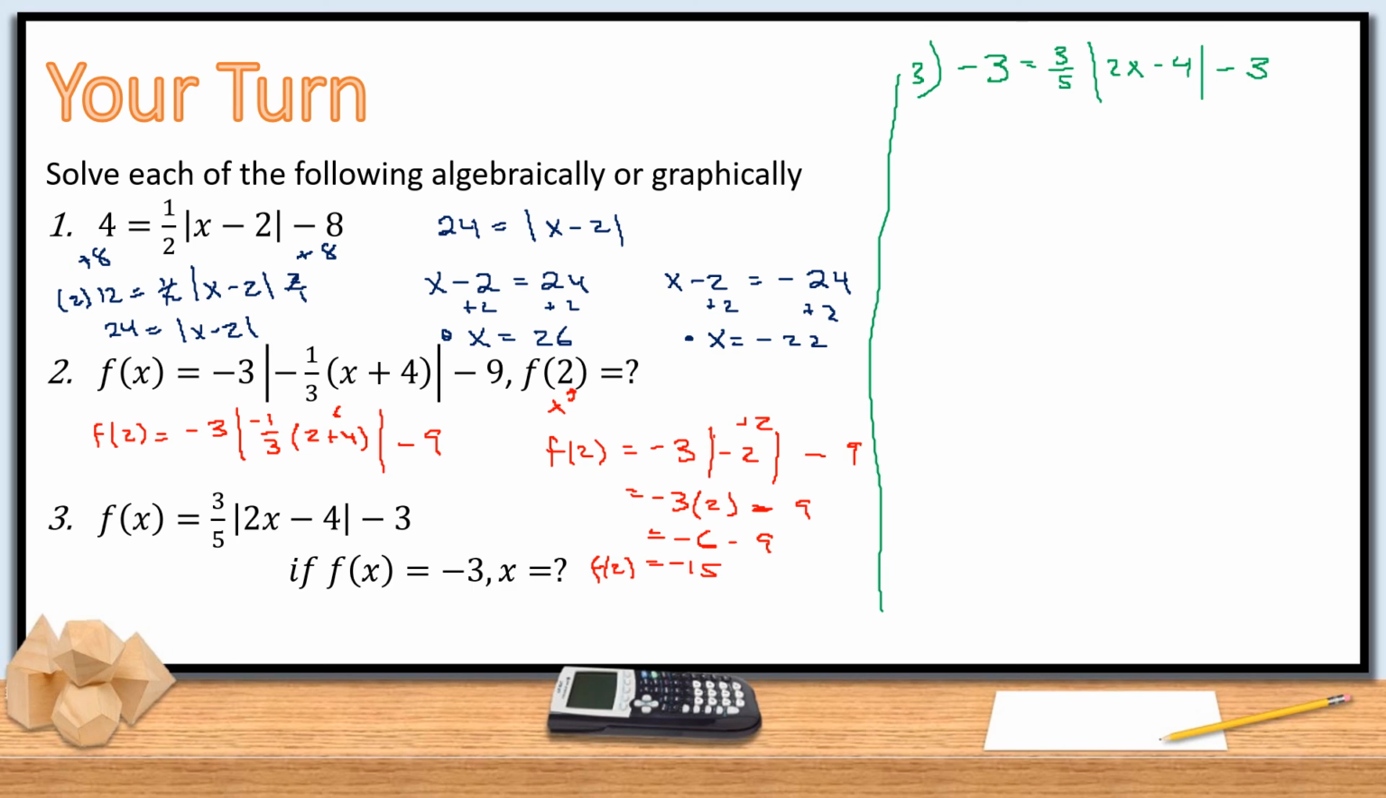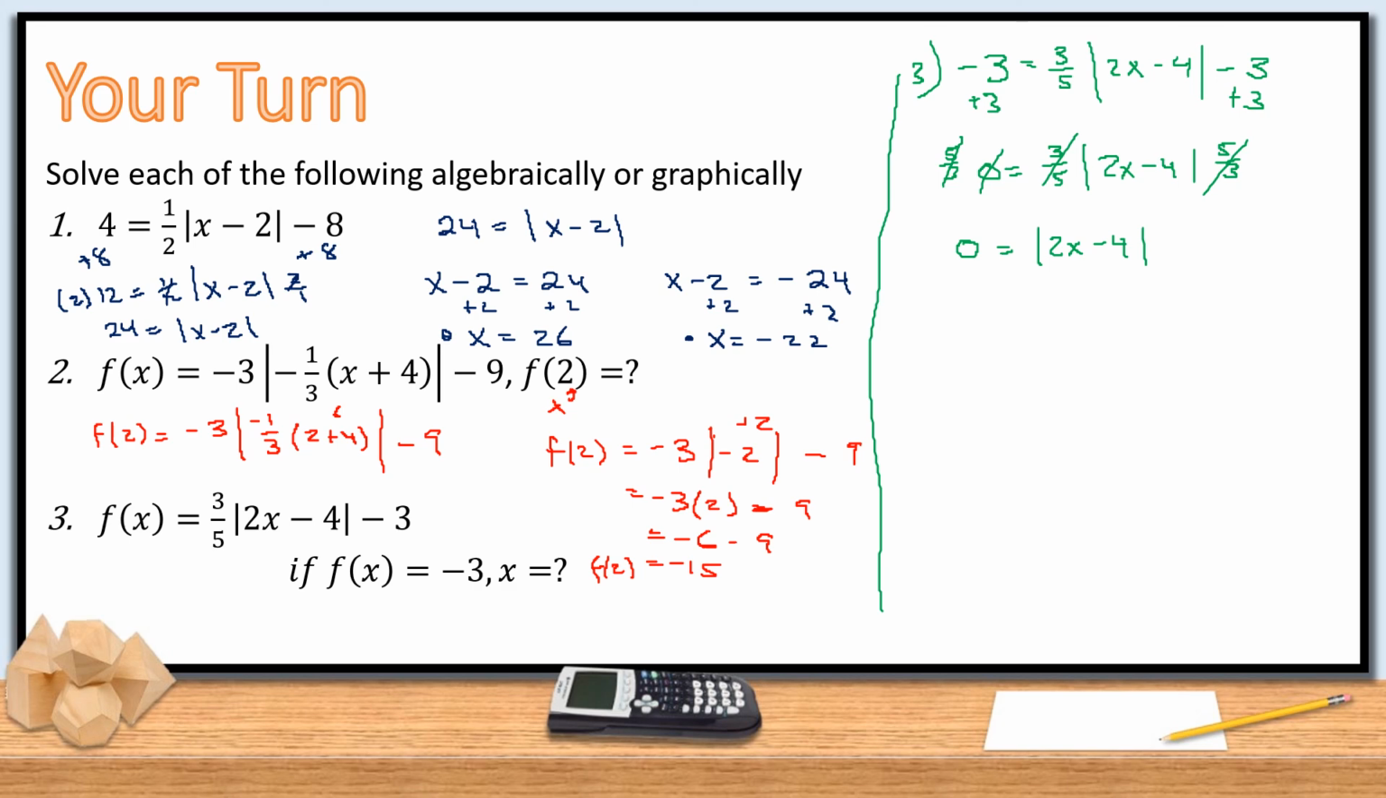All right, add 3 to both sides. Get 0. 0 is equal to 3/5 absolute value, 2x minus 4. To get rid of the 3/5, we're going to multiply by 5 over 3 on both sides. Cancel that out. And 5 over 3 times 0 is 0. That's why I was crossing it out, I was getting ahead of myself. So we're left with anything times 0 is still 0. 0 is equal to the absolute value of 2x minus 4.